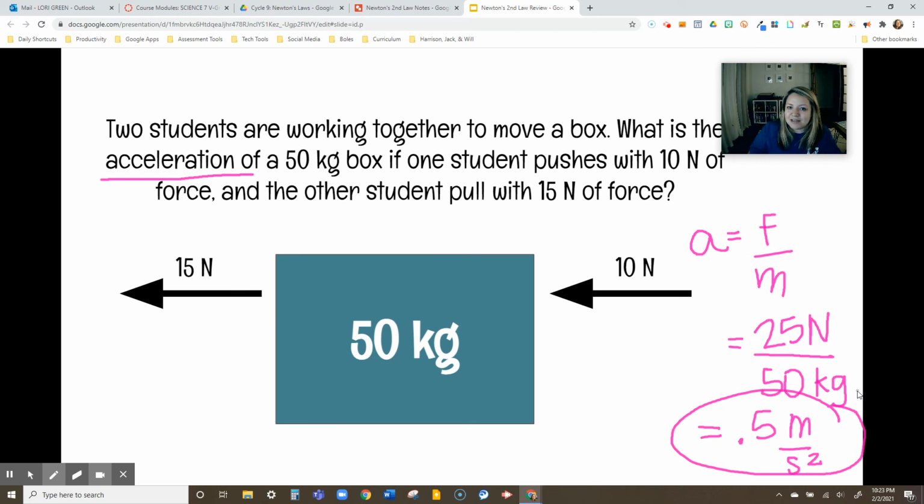And it's that easy. It's that easy to combine everything we've learned about net force and Newton's second law. And that's it. So not that difficult, probably not as difficult as you thought it would be.